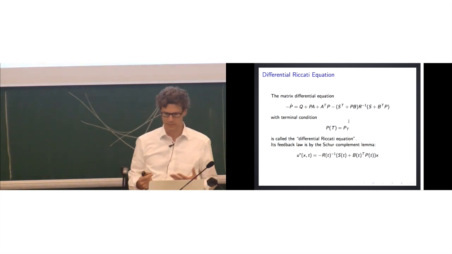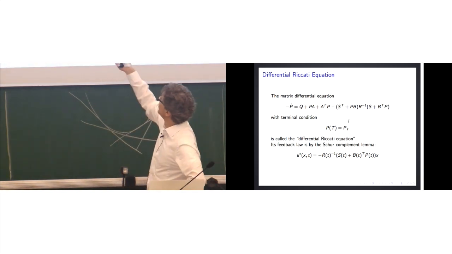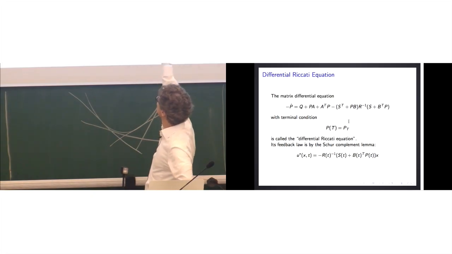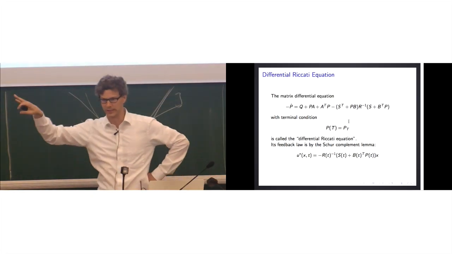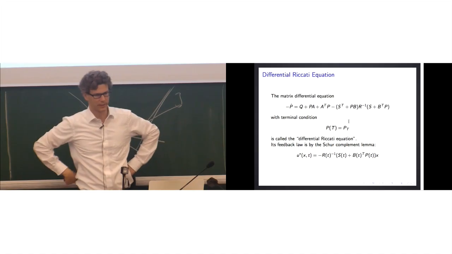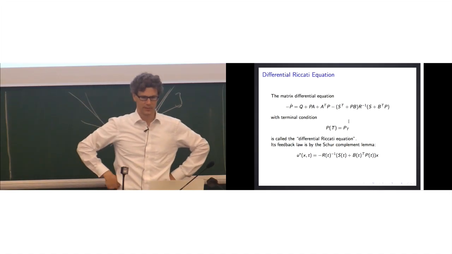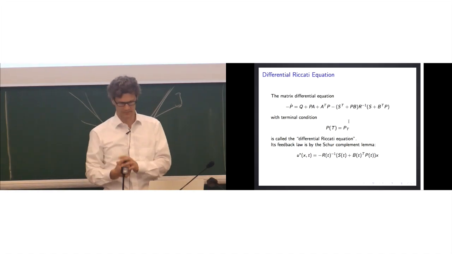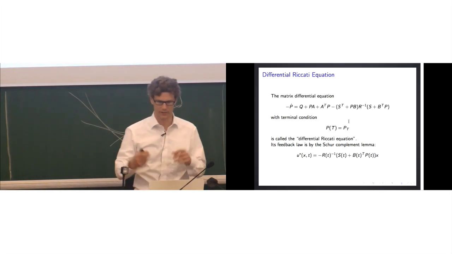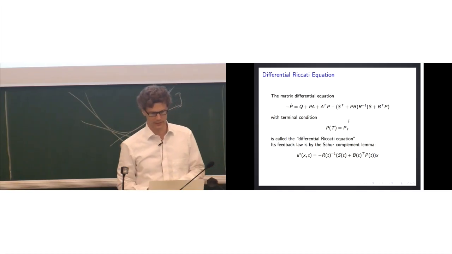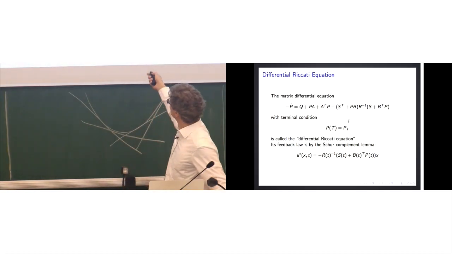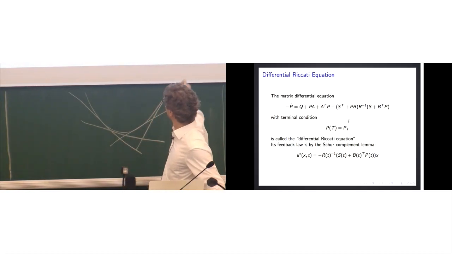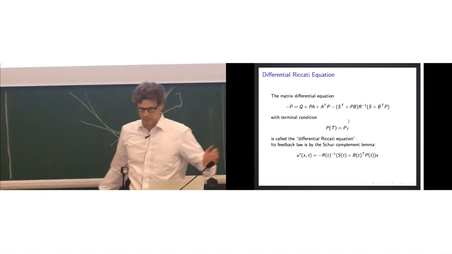And I dropped here, just for notation, all the index t, but I should say that it's possible to have this equation for time-varying systems, so everything can depend on t. And of course, the P definitely depends on t, even if the rest is autonomous. And then you can also use the feedback law. By the Schur complement lemma, you get this feedback law. Yeah, so everything is easy.